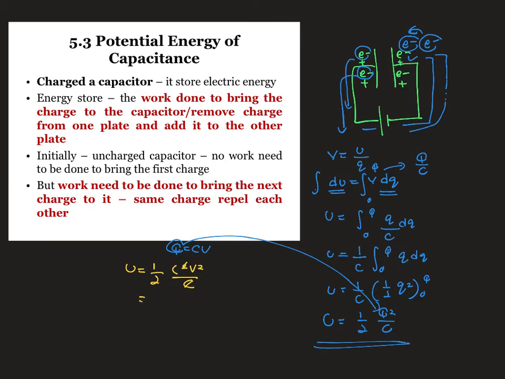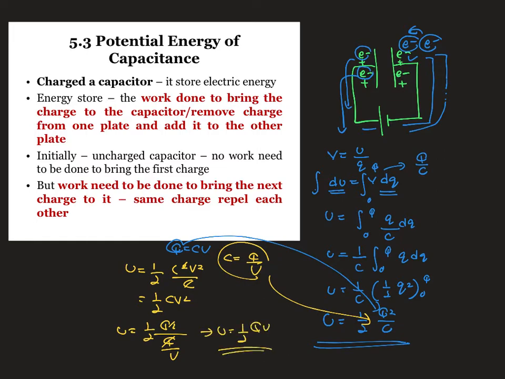Therefore you can use this equation to find the potential energy, which is 1 over 2 CV square. Or another formula: you put C as your subject, you put it here, so you're going to get U equals 1 over 2 Q square over Q over V, which means U equals 1 over 2 QV. So you have three formulas for you to find the potential energy. But this one is the original one, derived from this formula.